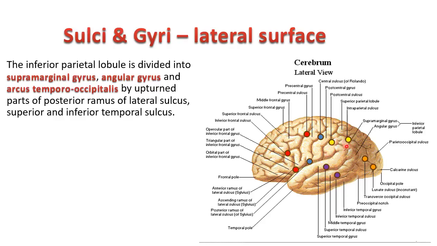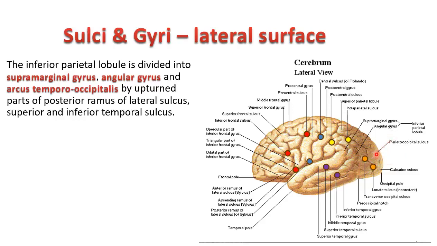So around this upturned part of the posterior ramus of lateral sulcus, what you see is the supramarginal gyrus. Then around the upturned part of the superior temporal sulcus is your angular gyrus, and then along the upturned part of the inferior temporal sulcus is your arcus parieto-occipitalis.